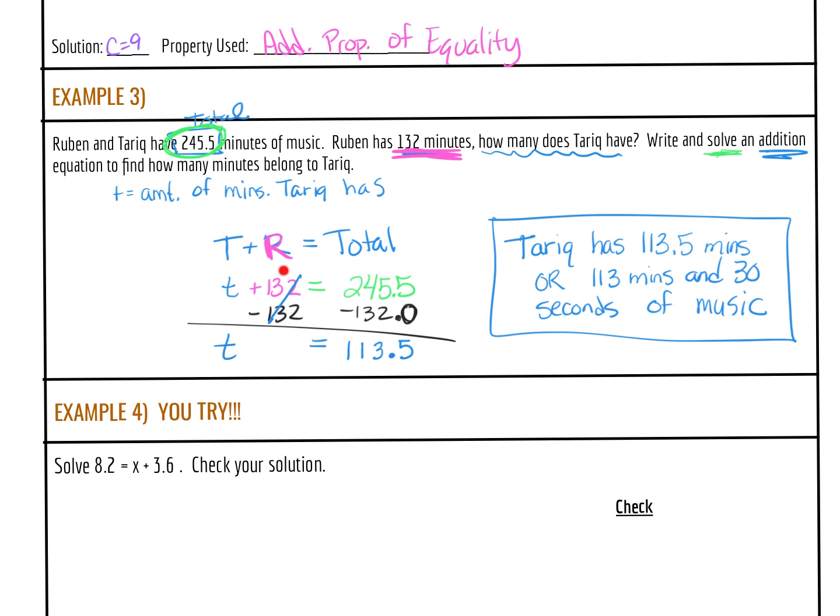Okay, so when you subtracted the 132 on both sides, this gives you a 0, so T plus 0, but you don't need to write that because T plus 0 is just T, right? And then when you subtracted 132, you should have gotten 113 and a half minutes. Go ahead and do example 4 on your own and answer the questions.